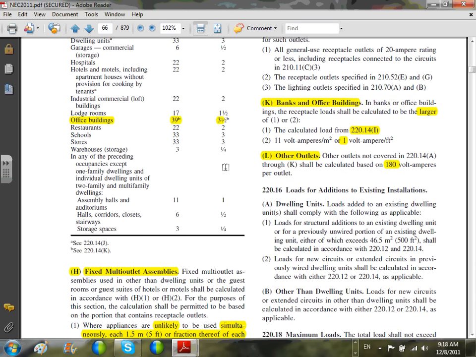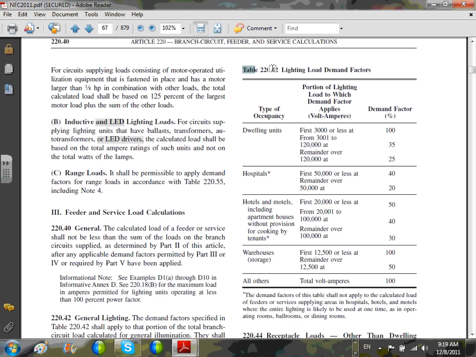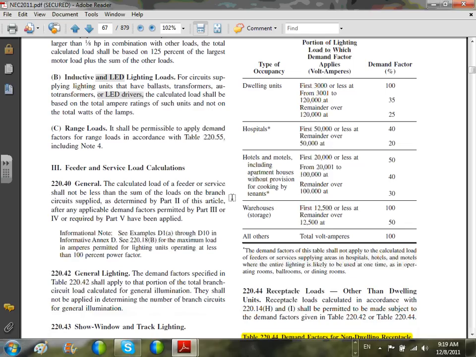Let's go to 220.42. Please highlight 220.42, guys. You used it for residential. And I know, Nick, my friend, you did it when we did the dwelling. Now, is this building a dwelling building or part of it a dwelling? No, unless you're going to be sleeping in your office. Is this a hospital? No. Is this hotels and motels or apartment houses and all this good stuff? No. Is it a warehouse? No. So where am I going to go then? All others. What's the derating for all others? 100%. What does that mean? Don't even think about it. Leave it alone. Cool?